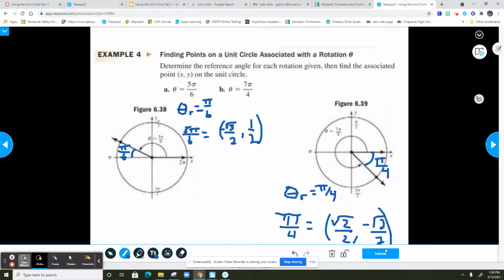Now, a reference angle does not have to be one of the special angles on a unit circle. I could give you a random angle like 107 degrees and then say, what is the reference angle for that? It would just be 180 minus 107, okay? But for our purposes, we're always going to try to give you measurements that work out to be on the unit circle.